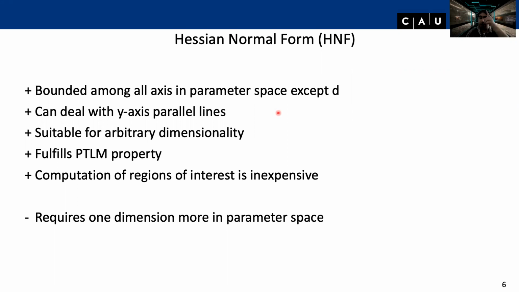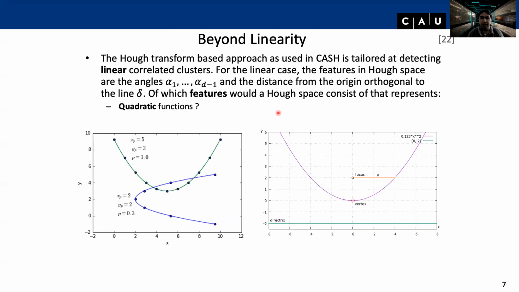If they're located on a parabola, or if they're located on sine or cosine functions, how can we capture that? And well, one approach that we tried with the Hough transform, again, is to see if we can use the Hough transform to detect also nonlinear correlated clusters. One endeavor that we made in this direction to go beyond linearity was to span an axis-parallel parabolic Hough space, or hyperparaboloid, if you would say, for higher dimensions.